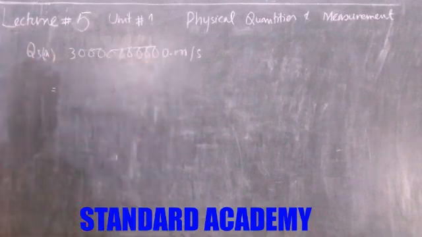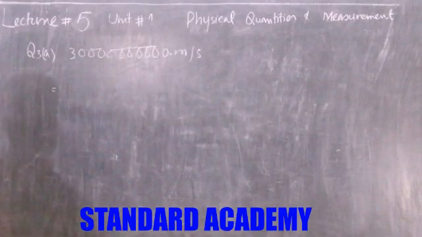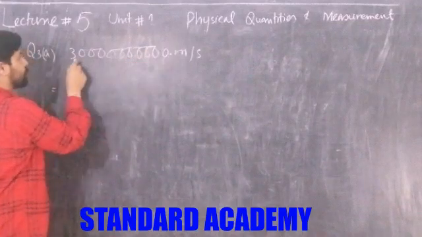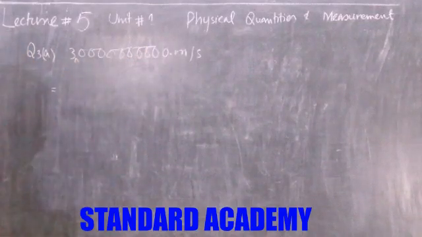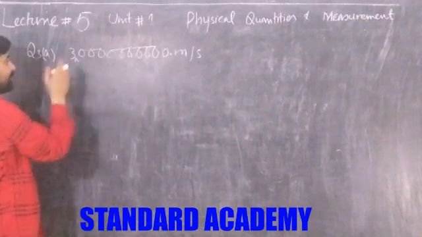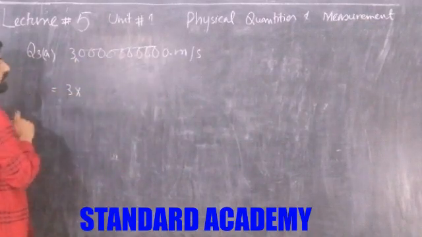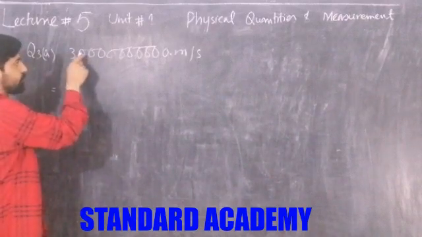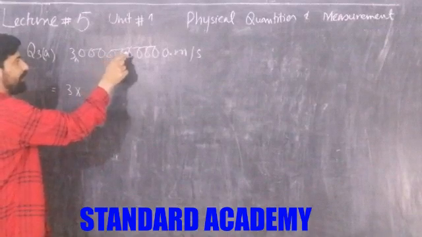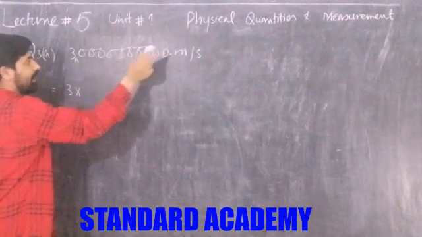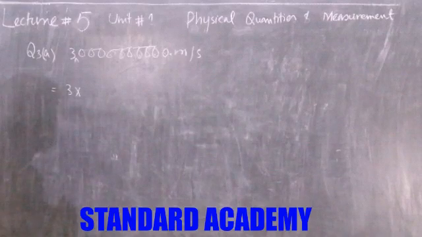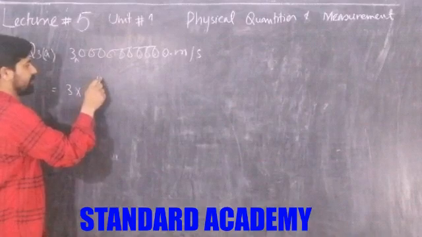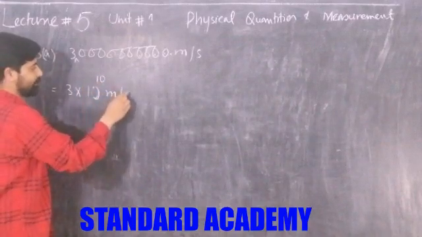if there is no point, we consider that the point is at the last digit, so I am considering the point here, and then we have to shift the point after the first non-zero digit. So I am shifting this point here, so this will become 3 multiplied by a power of 10. So 1 2 3 4 5 6 7 8 9 and 10, there are 10 numbers between the point and 3, so that will become 3 into 10 to the power 10 meter per second.